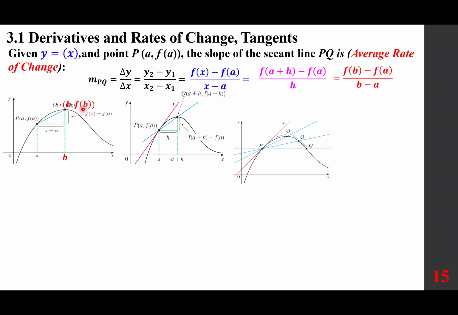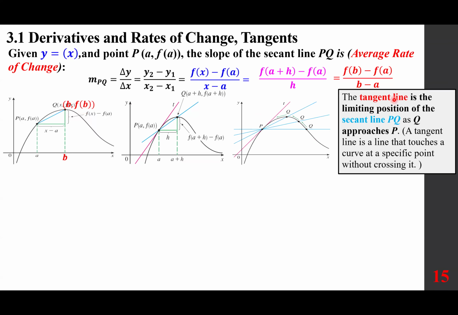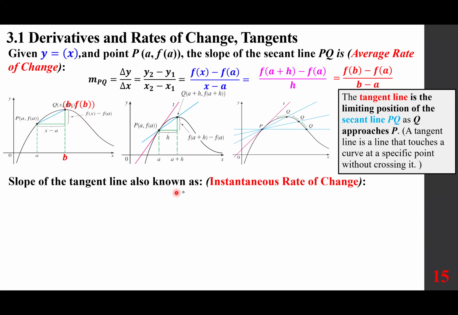Now, if we have several secant lines, and we are moving the point Q of the secant line closer and closer to the point P to create the red line, which is the tangent line, then the tangent line is defined as the limiting position of the secant line PQ as Q approaches P. A tangent line is a line that touches a curve at a specific point without crossing it. Slope of a tangent line is also known as instantaneous rate of change.